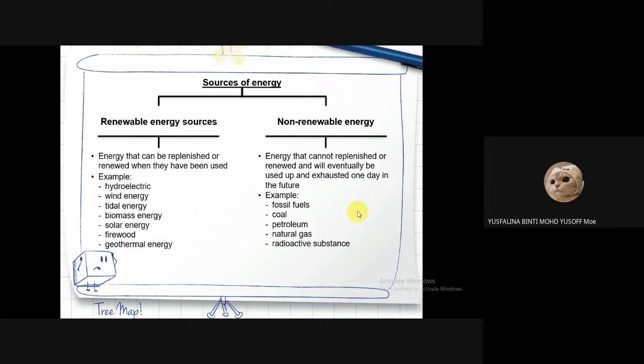Fossil fuel is actually used to produce petroleum, right? And for radioactive substances, examples are plutonium and krypton. That one is used to produce nuclear energy.